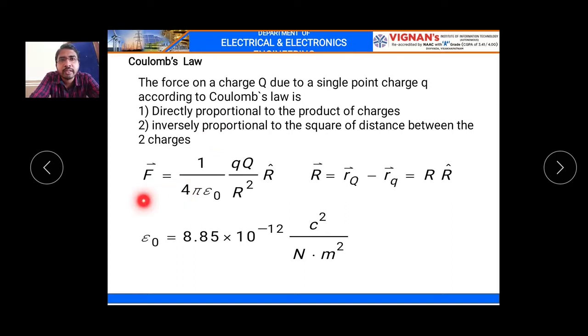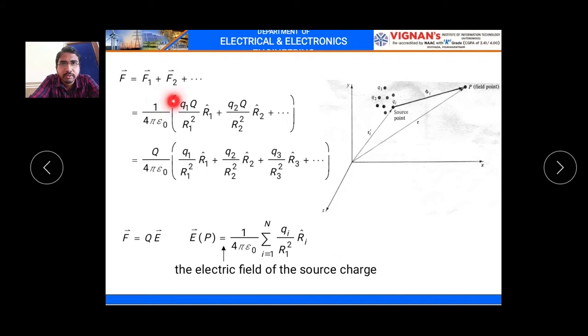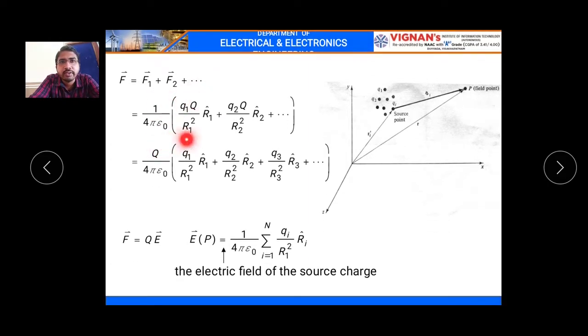And the expression is F equals the product of the two charges by the square of the distance between the charges, times the constant 1 by 4 pi epsilon naught, and this r bar is the unit vector acting along the direction of this force. The constant epsilon naught is the absolute permittivity, which is 8.85 into 10 power minus 12. Next, we already said that from the principle of superposition, the total force acting on a particular charge Q is the sum of the individual forces by each charge. Already we got the formula for F from Coulomb's law, so we substitute that formula for F and simplify that expression.